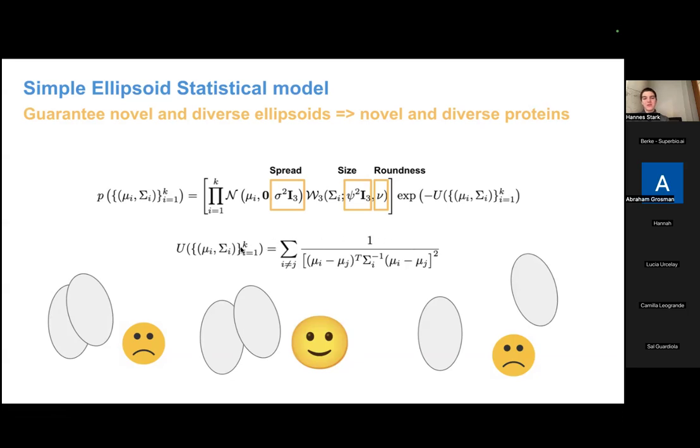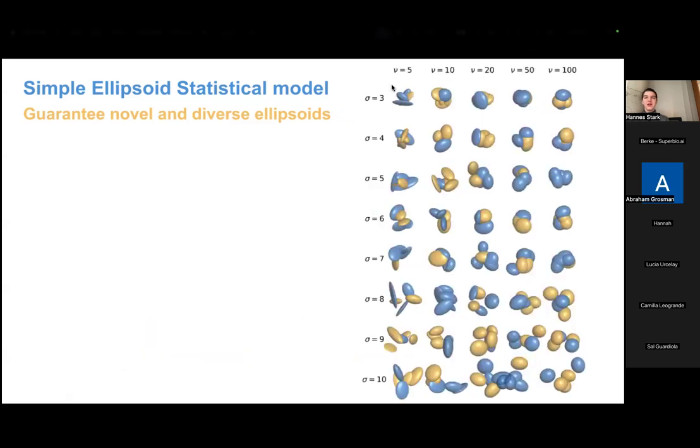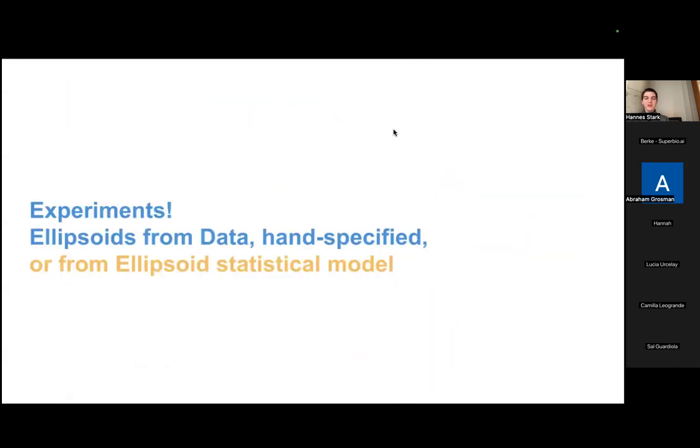The way that we sample this is we sample from a Gaussian, we sample from a Wishart, and then we put it into our energy function, evaluate the energy, and do rejection sampling with that energy. This way we have a simple statistical model over ellipsoids, which has just a few parameters, and we can see how we can vary these parameters to obtain different types of ellipsoids. And then let's look at how we use that in our experiments.